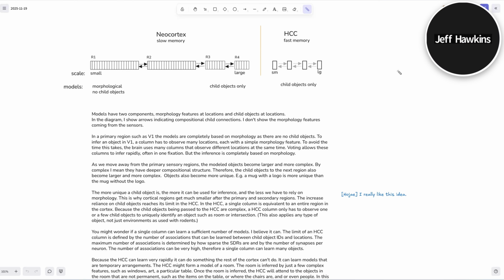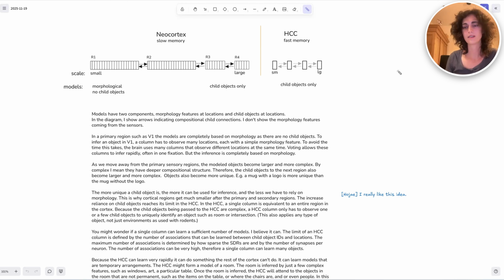Right, but if the child object is a logo, it does have an orientation relative to the cup. Yeah, but the orientation would then be the morphology part of it. The orientation would be the minicolumn, and the object ID would be the specific activations. I think I need better language here, I still find this confusing. So you're saying the orientation is the morphology feature.